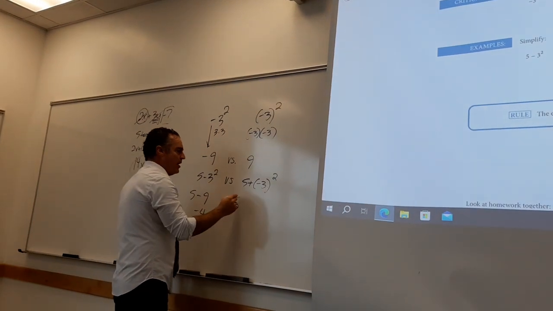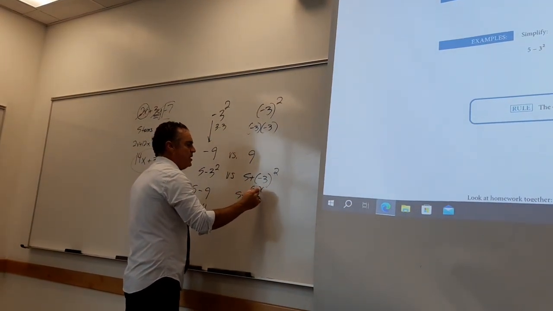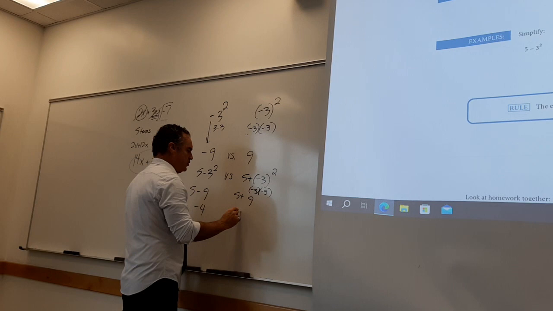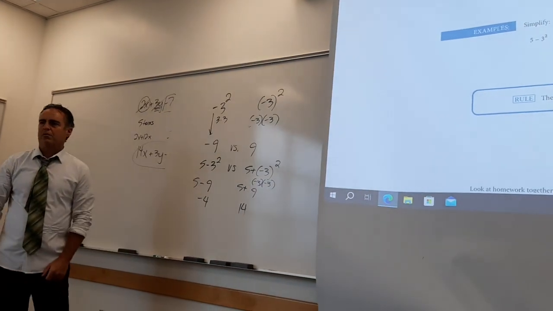Over here, we're going to have 5 plus negative 3 times negative 3, which makes positive 9, which makes 14. Two very different answers. Okay?